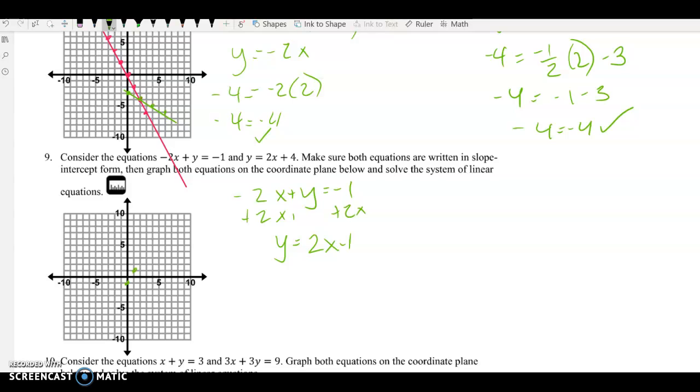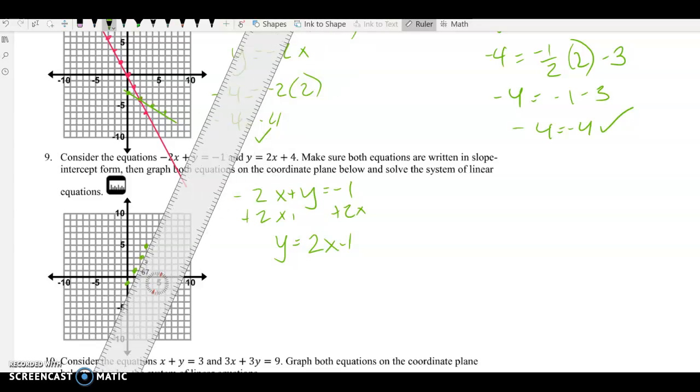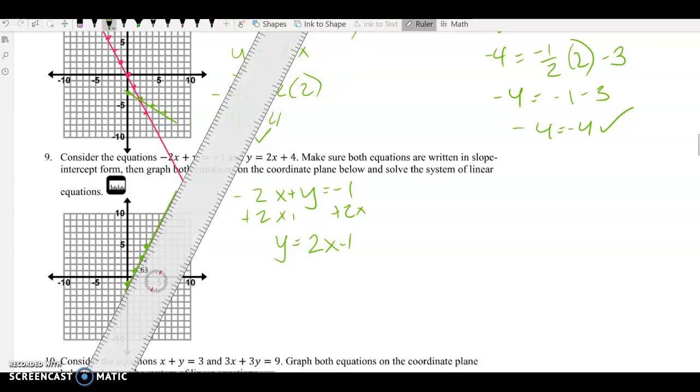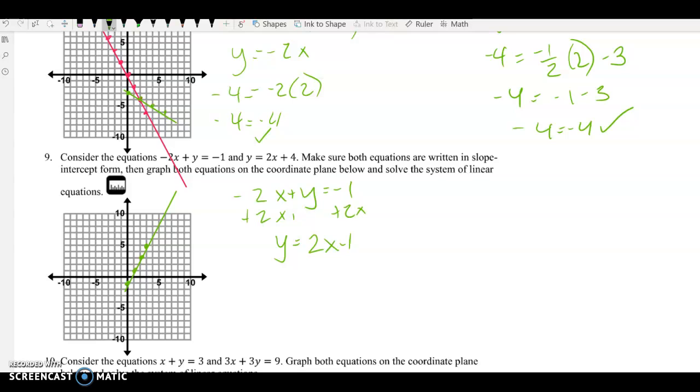I go up 2 to the right 1, up 2 to the right 1, up 2 to the right 1. I'm going to grab my straight edge and make my line. The other equation was y equals 2x plus 4. That's already in slope-intercept form. So I'm going to go up to 4, up 2 over 1, up 2 over 1, up 2 over 1.